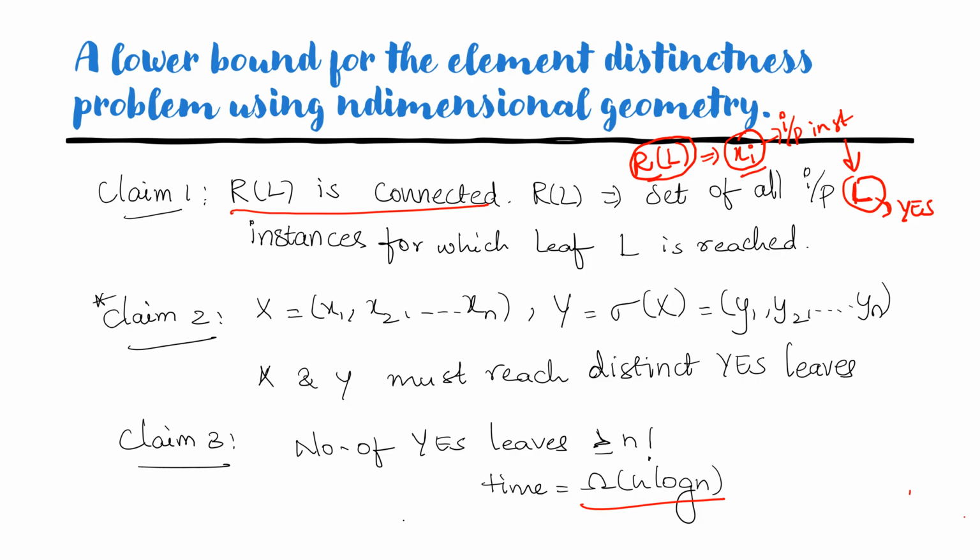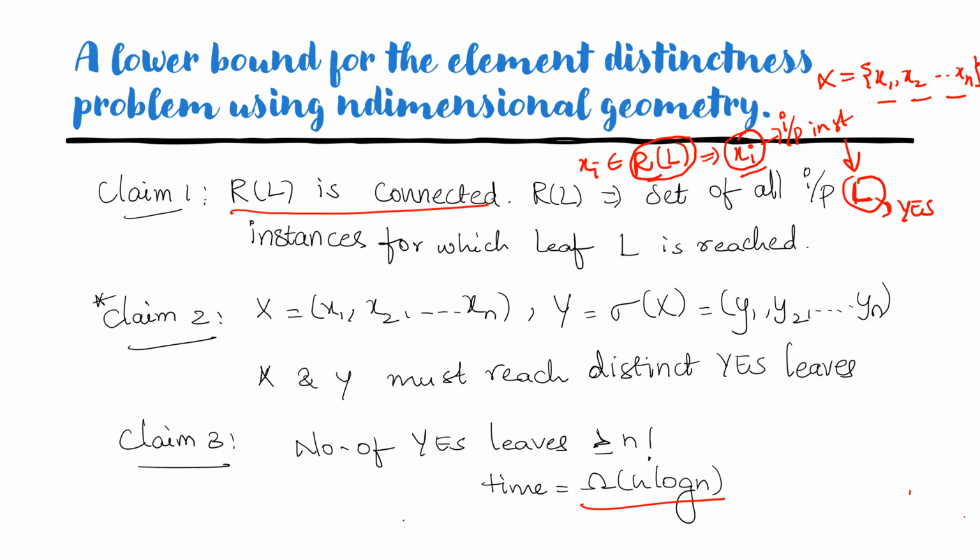So what are these input instances? I am defining this n-dimensional point with all these x1, x2 and so on, xn, right? So I am going to define each instance. Each instance which will reach the leaf node L will belong to region R of L. So this is my first claim.